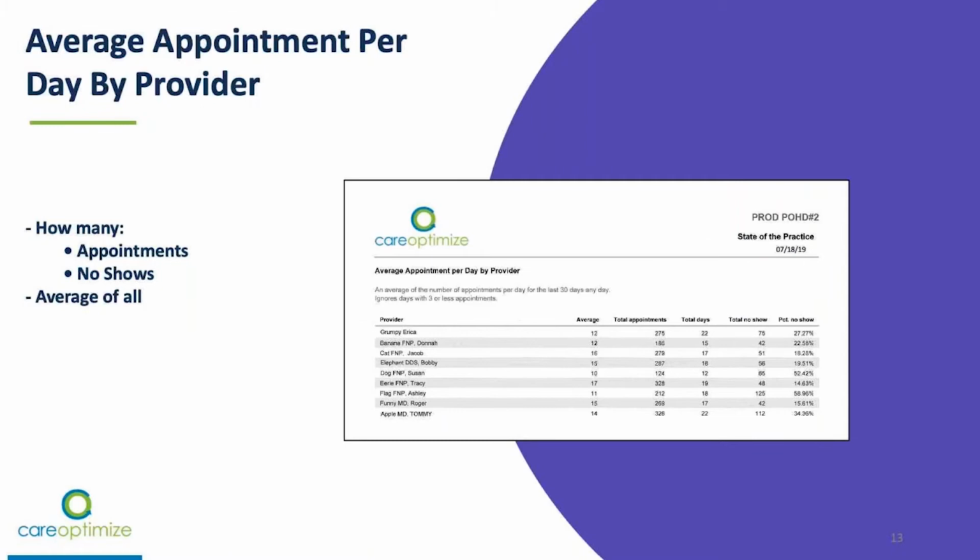Hopping in, another segment of the state of the practice report is going to be our average appointments per day by provider. This will show you how many appointments each provider is seeing or has booked, and also no-shows, and then the average of all these together, allowing you to determine which patients might be having more no-shows, which providers might contribute to those no-shows, and showing you an average of how the practice is performing with appointments versus no-shows.